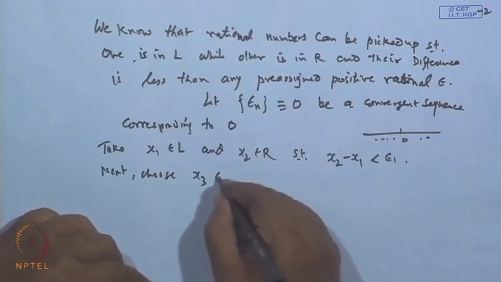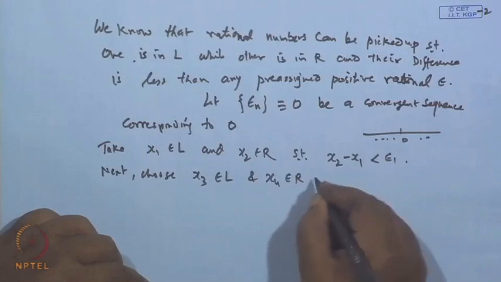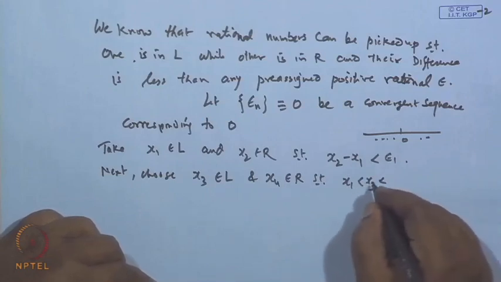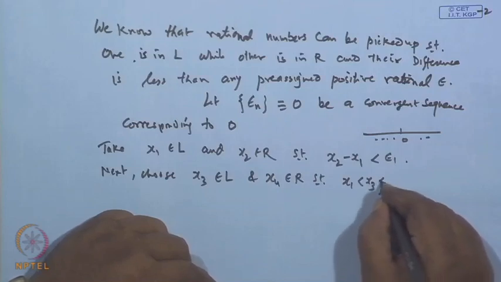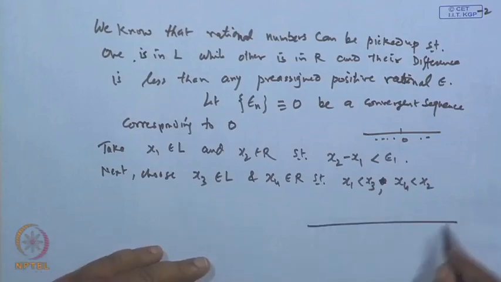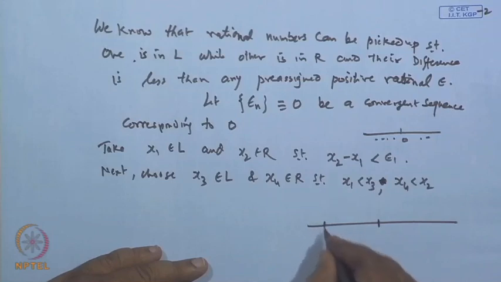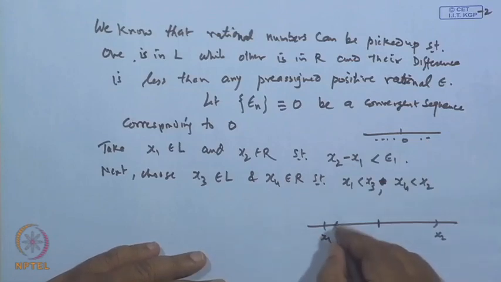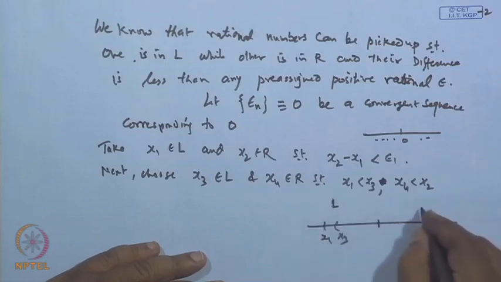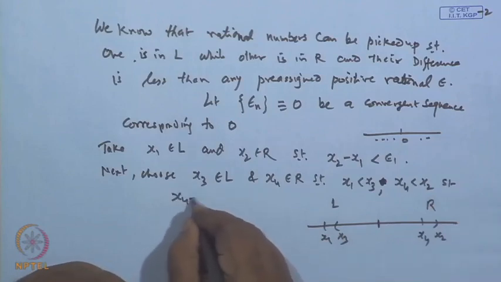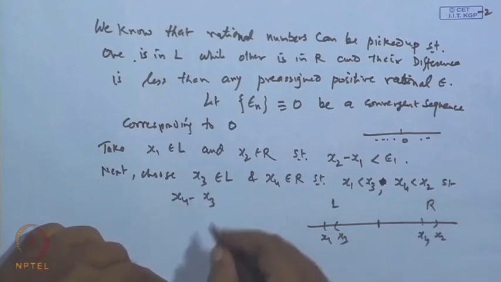Choose x 3 in L and x 4 in R such that x 1 is less than x 3, less than x 4, and x 4 is less than x 2. So what we are doing is, say I am taking x 1 here and x 2 here, and the difference of these is less than epsilon 1. Then I am picking up a number x 3 in L and a number x 4 in R, so obviously x 3 is less than x 4, such that x 4 minus x 3 is less than, say, epsilon 2.